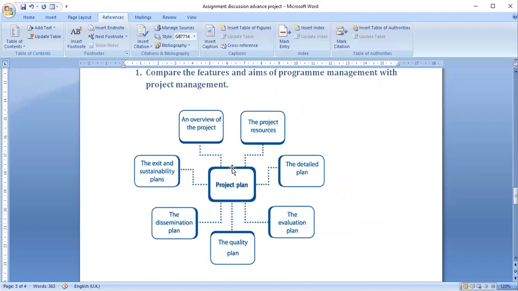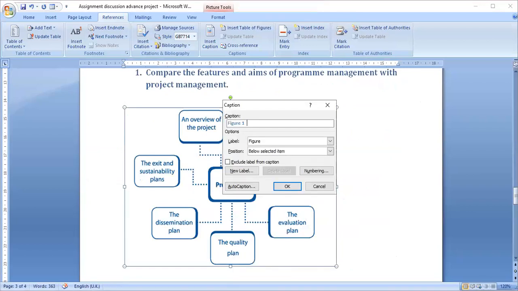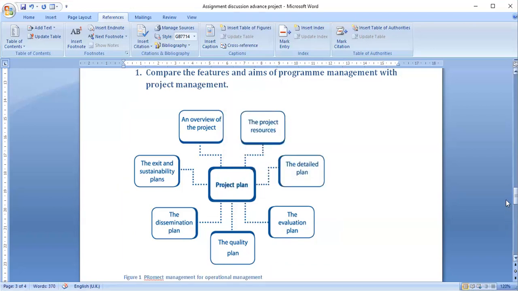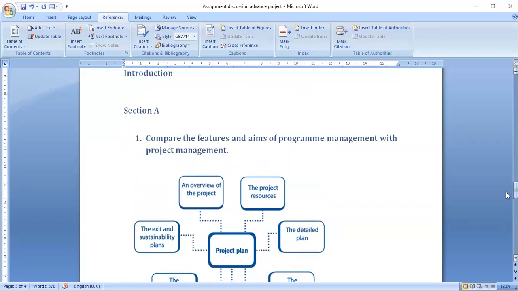If you right click on it, it's called insert citation, figure 1, project management for operational management. Something you can contextualize, and make sure you give the reference. Underneath, I can say as figure 1 indicates, demonstrates, highlights, so I can contextualize my discussion in writing.